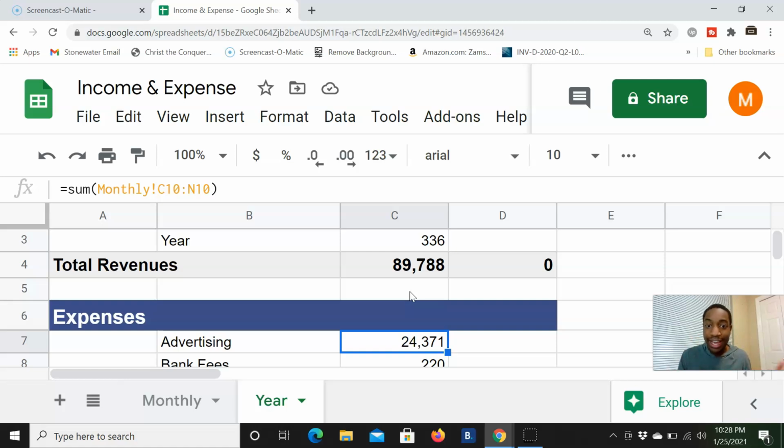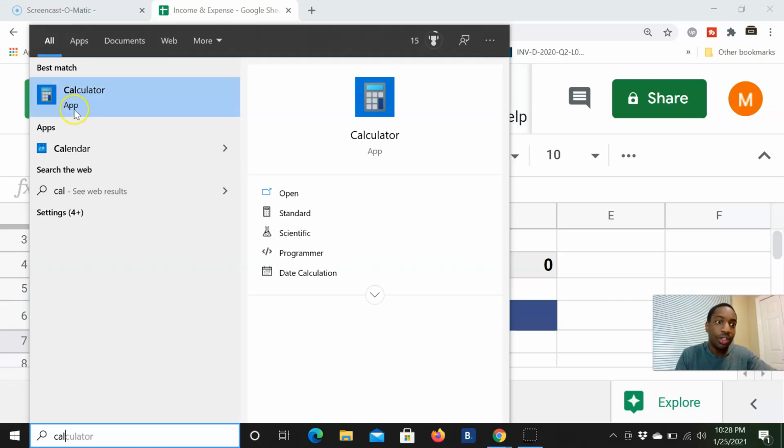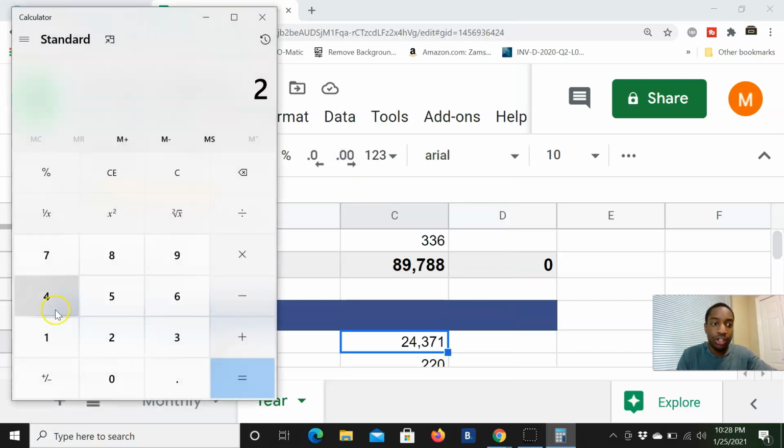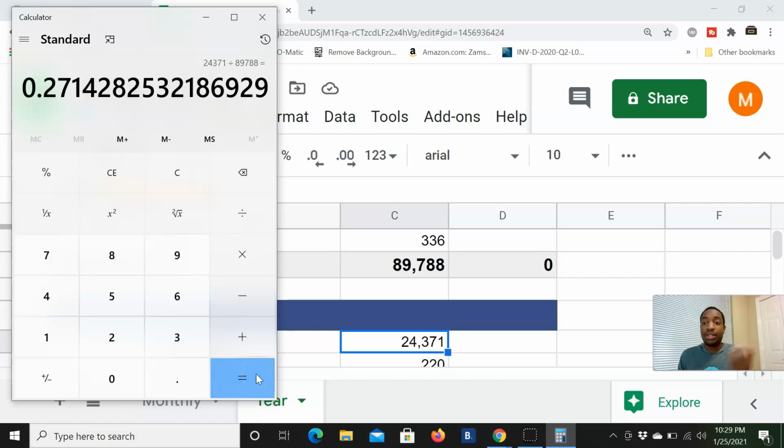So out of $89,000, I spent that amount of money. If we look up a calculator and do 24,371 divided by 89,788, my marketing expenses were around 27% of my revenue. And a lot of people keep their marketing expenses between 20 and 30% to run a lean business. And that's how much I spent.